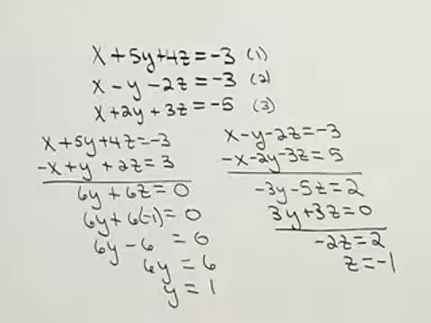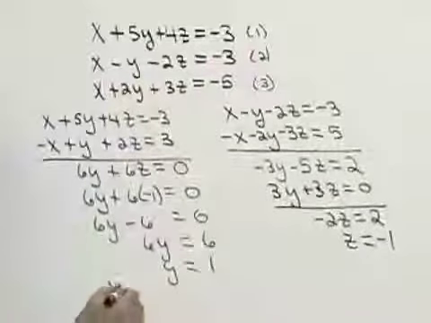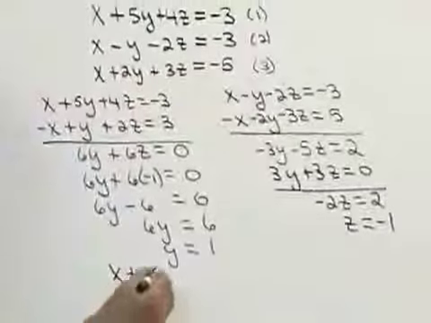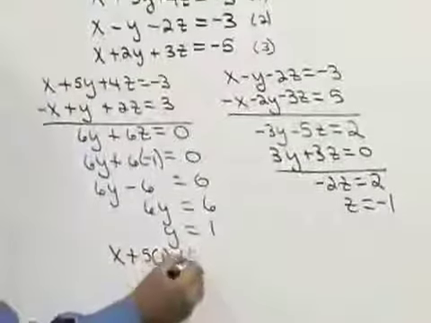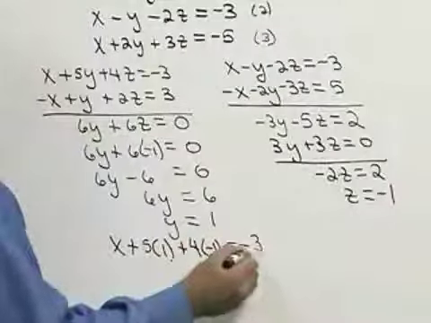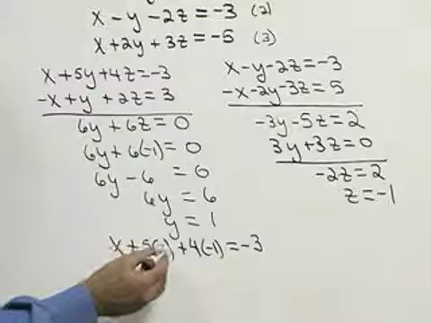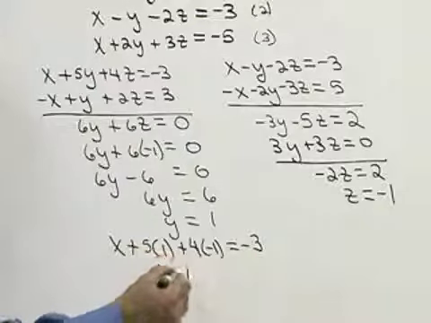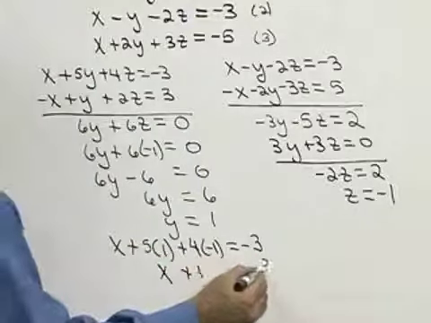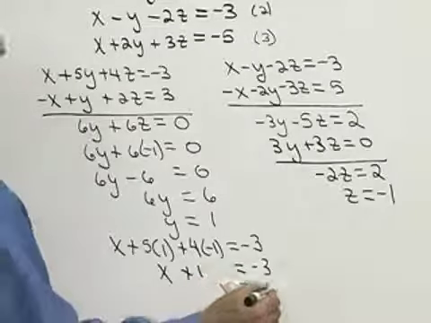Now that we've found z and y, let's go to the first equation and find x. So x + 5 times y, which is 1, plus 4 times z, which is -1, is equal to -3. So we'll have x plus what? Well, 5 times 1 is 5, plus a negative 4 will be plus 1, equal to -3. Subtracting 1 from both sides, we get x = -4.